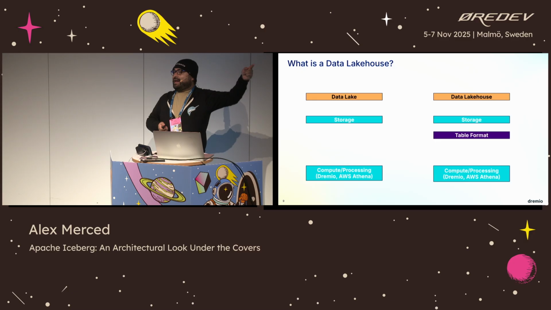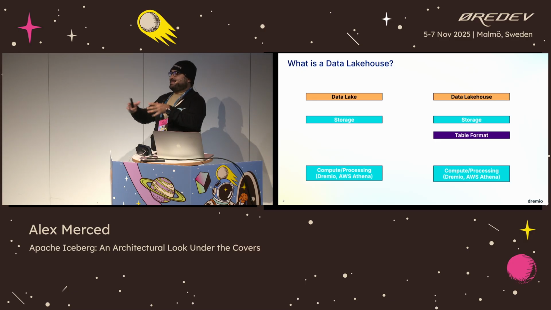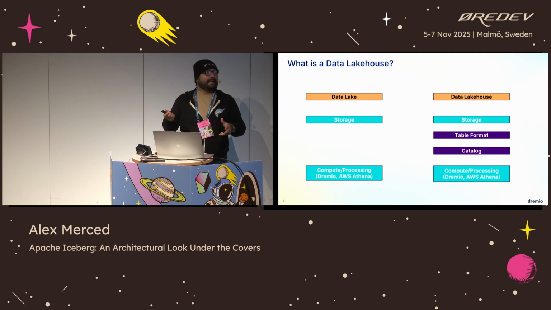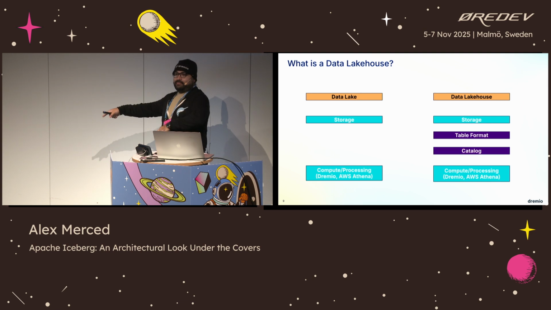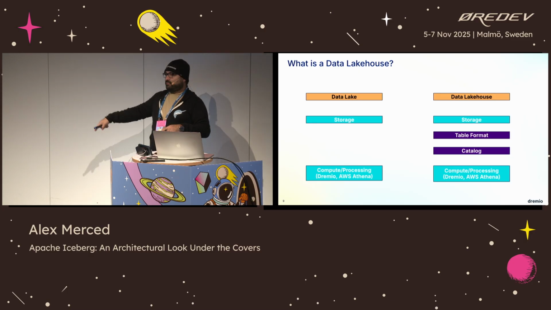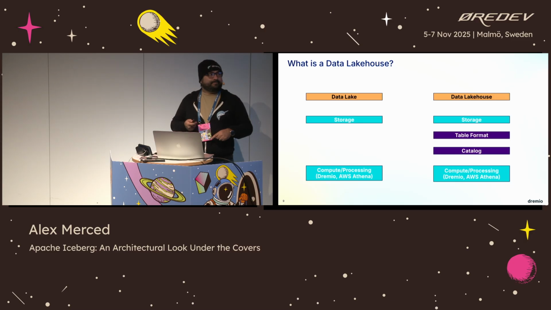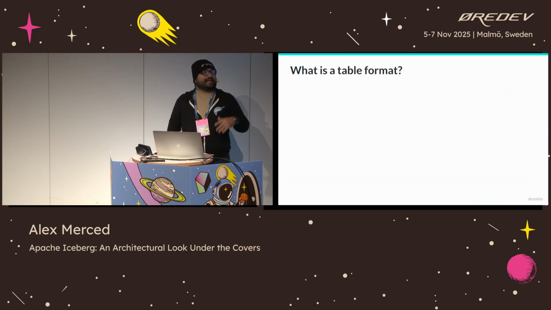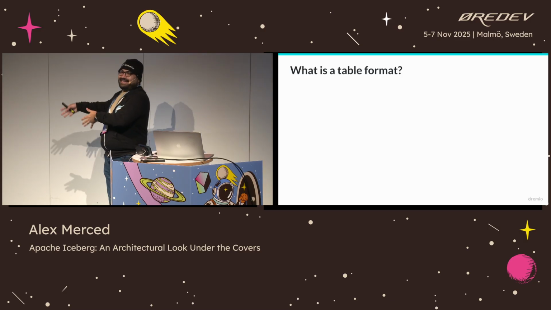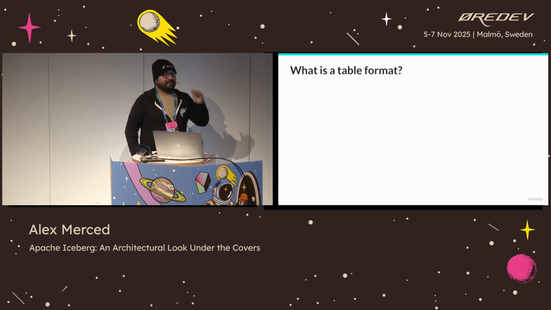What if I add in a way to take those Parquet files and not treat them as 1,000 Parquet files, but treat them as the users table, the orders table, as individual tables, and have a way to track those tables and see who has access to those tables, the catalog. I'll talk more about the catalog tomorrow. So we have those 2 pieces. Those 2 pieces are what takes a data lake and turns it into a data lakehouse: the table format and the catalog.